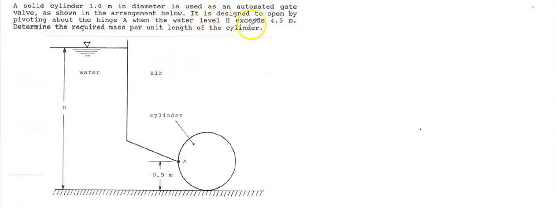So it is designed to rotate by pivoting about the hinge A. This is the point A, where the water level exceeds 4.5 meters. We need to determine the mass per unit length. So keep in mind, per unit length means L will be equal to 1. So we will calculate the mass. Okay, so let's start with the calculations.